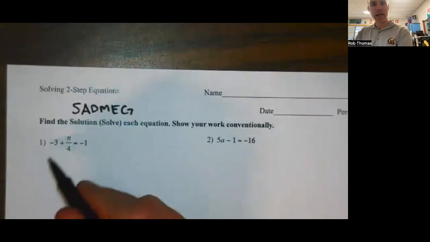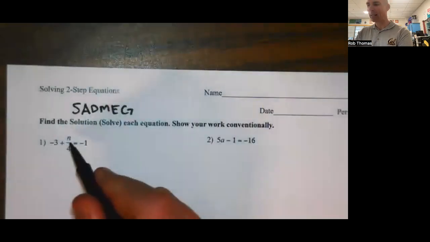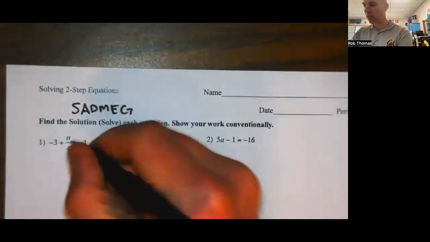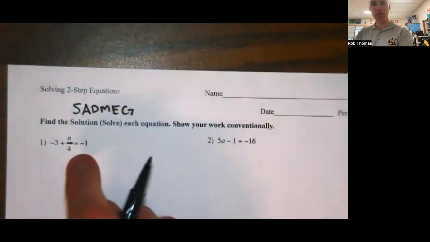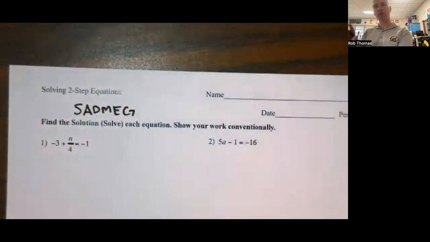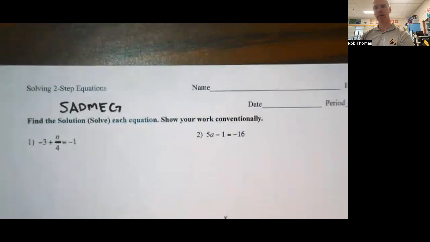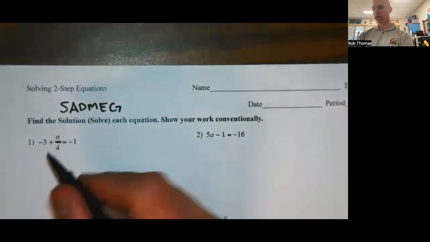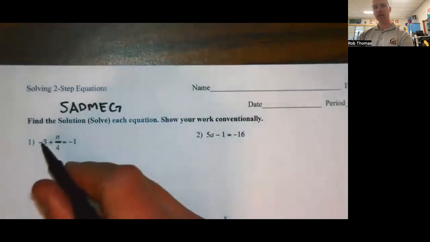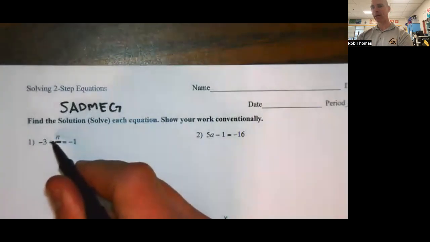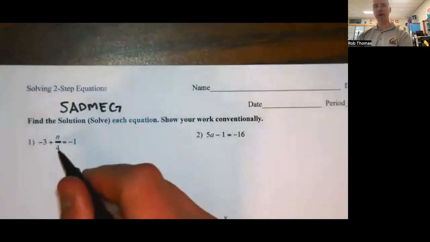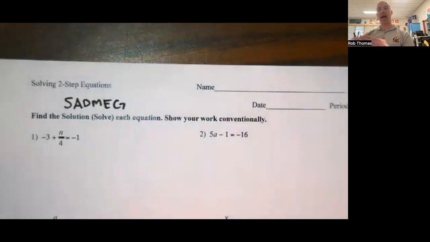Here we've got -3 plus n divided by 4. Remember, this means division, fraction bars, right? So the two operations that I see in this equation are -3 being added, and then n being divided by 4. I want to get rid of this adding a -3, so I'm going to add +3.